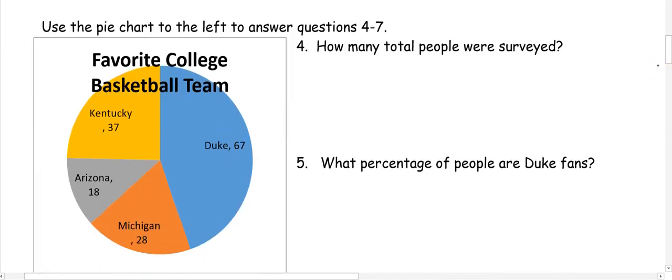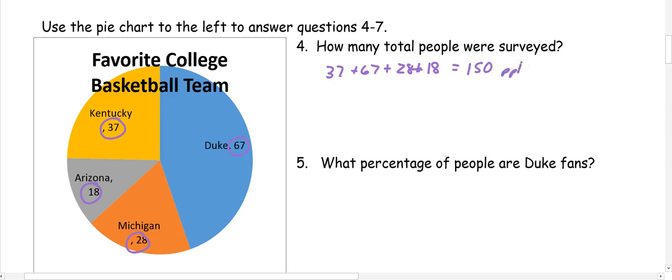Now let's switch and look at the survey for favorite basketball team. Notice that these are just numbers and they do not have percentages with them. When they do not have percentages, we want to figure out first how many people were surveyed. So we are going to add all of the numbers from each team up. So we have 37 plus 67 plus 28 plus 18. And when we add those together, we get that 150 people were surveyed.